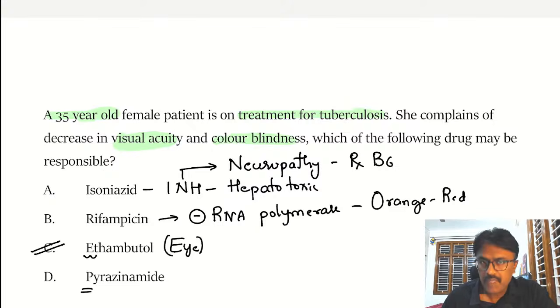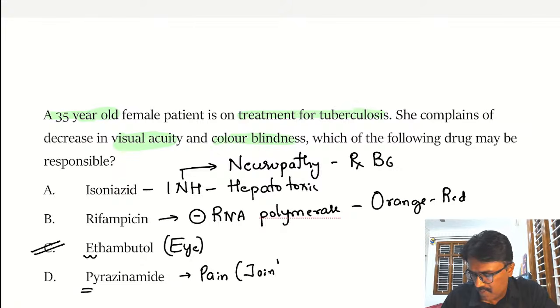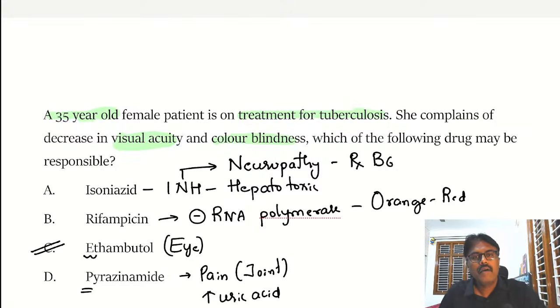Pyrazinamide starts with P. So P means it causes pain. Which pain? Joint pain. Why joint pain? Because it increases uric acid. So these are the major adverse effects of the first line drugs for tuberculosis.